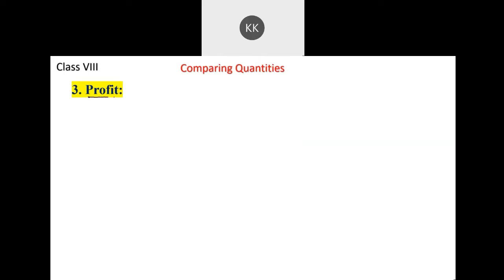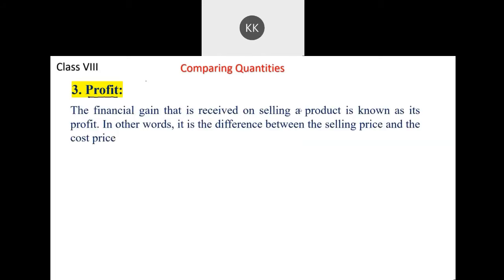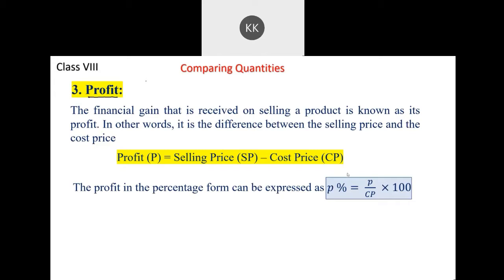We have learned the meaning of profit, and we know that whenever the selling price is more than the cost price of an item, we get profit. Profit is defined as a financial gain that is received on selling a product. The difference between selling price and cost price, SP minus CP, gives the profit, and profit percent should be calculated using this formula. Profit percent is profit upon the cost price into 100.